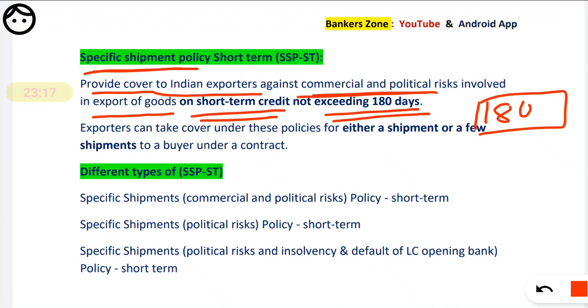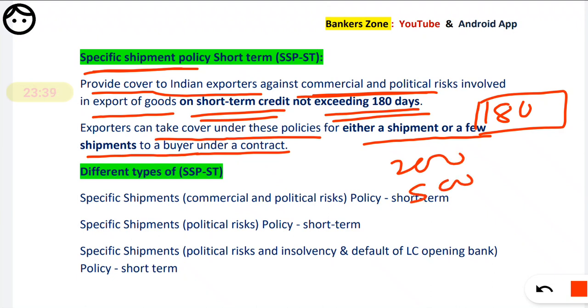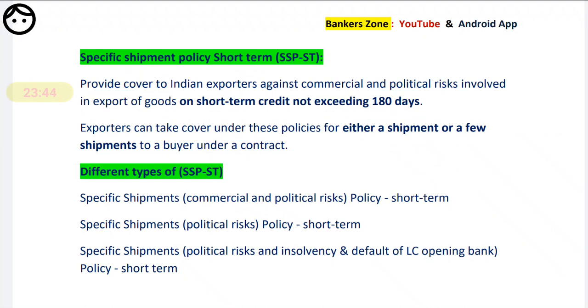Just remember that. And remember, the exporter can take cover under this policy for either one shipment or a few shipments to a buyer under a contract. That means you can cover either 200 cars or 500 cars. It is the choice of the exporter. So that's why it is a specific shipment policy. It is for credit not exceeding 180 days, that's why it is called short term, because there is a limitation on the credit. That is not that much of importance.